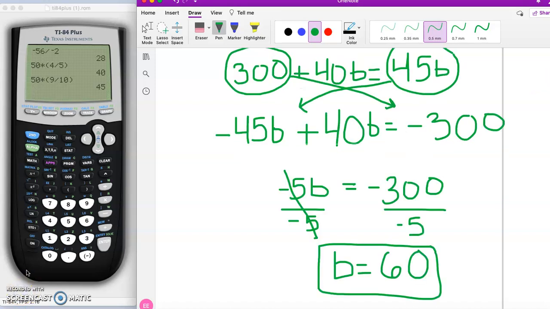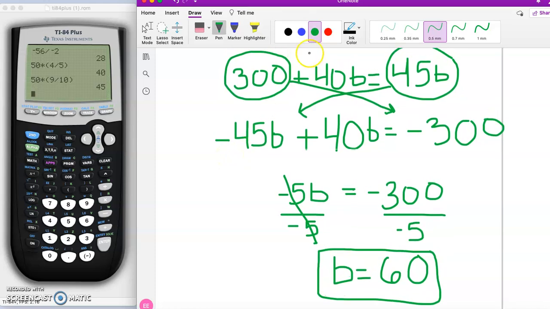Okay, so hopefully you guys were able to attempt the problem on your own. I'll just walk you through my steps really quickly. So once we got our terms circled, all we do is switch sides, switch signs. So 45b now becomes negative 45b. 300 now becomes negative 300. I just added negative 45 plus 40. You get negative 5b equals negative 300. We want the b by itself, so we just divide by negative 5 on both sides. The negative 5 here eliminates, leaving us with only b. Negative 300 divided by negative 5 is 60.